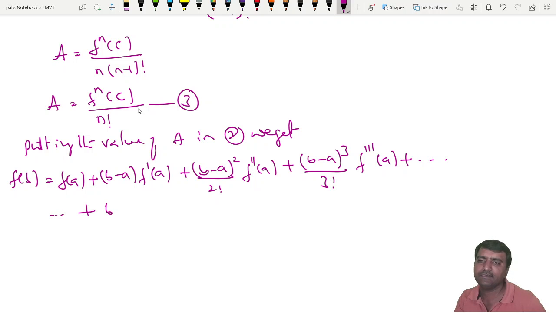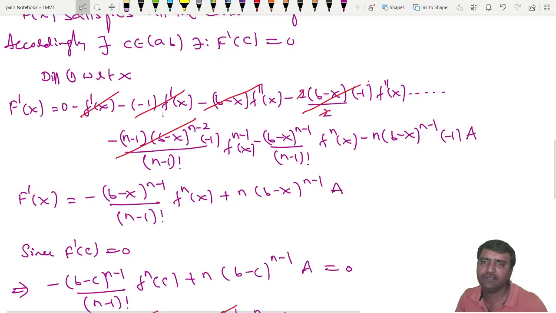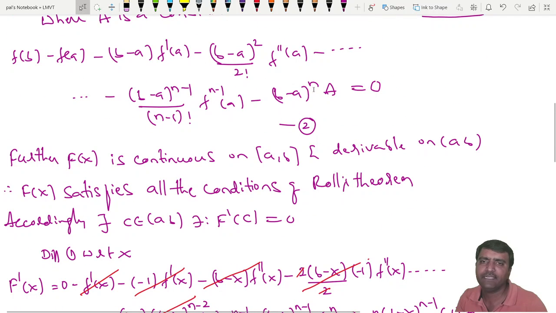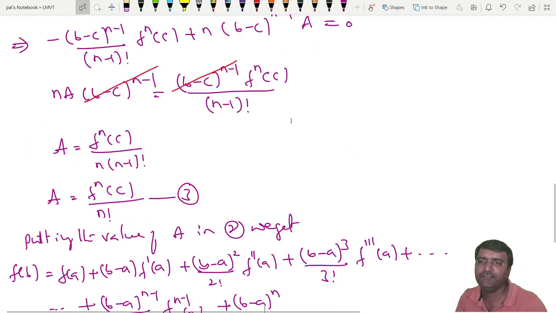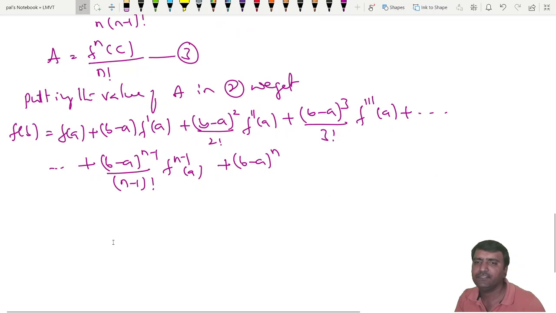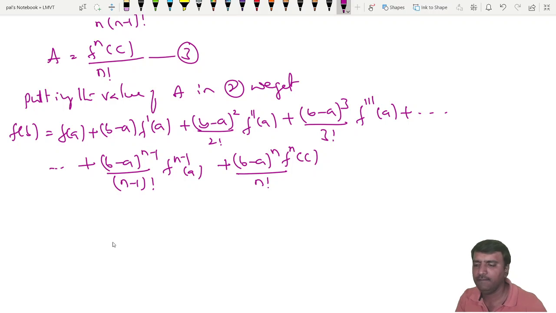Finally we have plus (b minus a) to the power n minus 1 by (n minus 1) factorial into f^(n minus 1) of a, plus (b minus a) to the power n into a. What is the value of a? The value of a is f^n(c) by n factorial. So this is the expression, take it as 4.